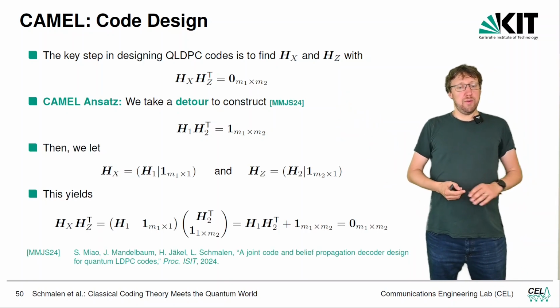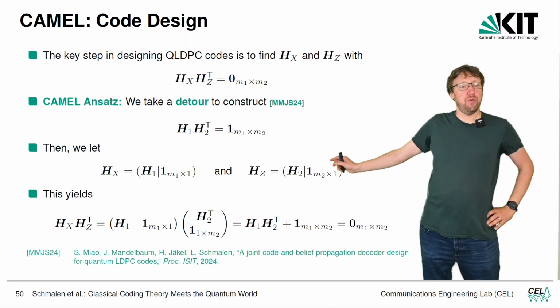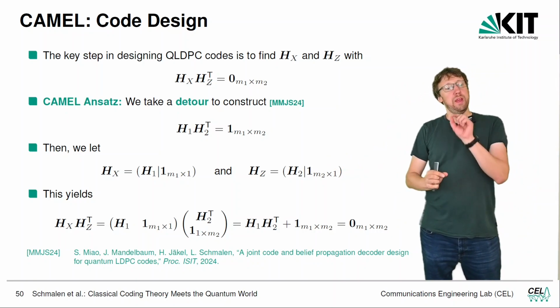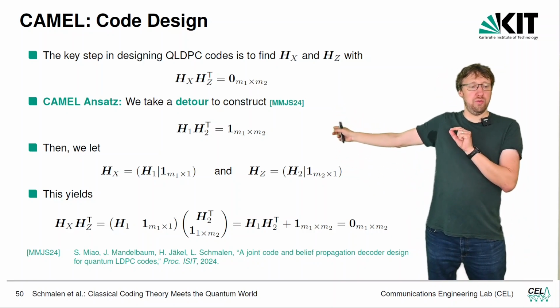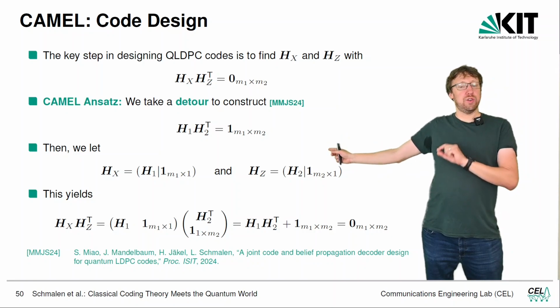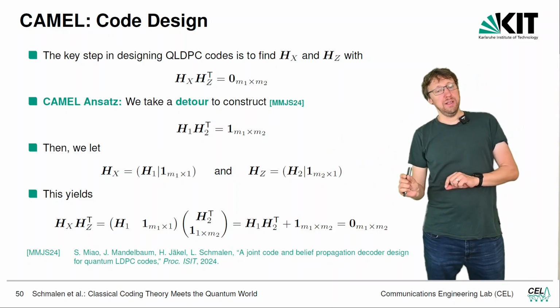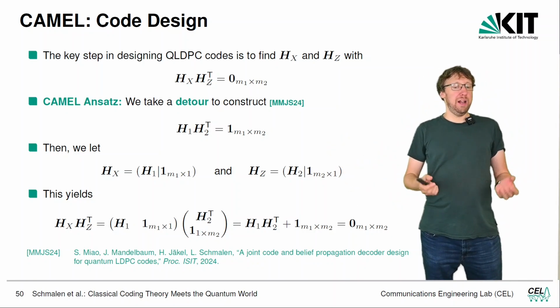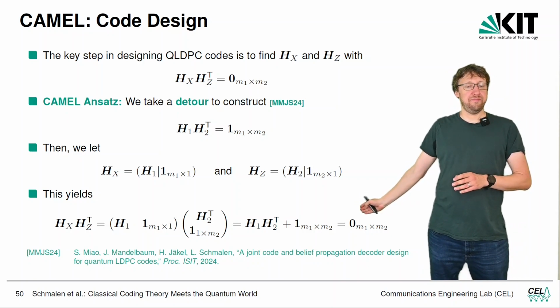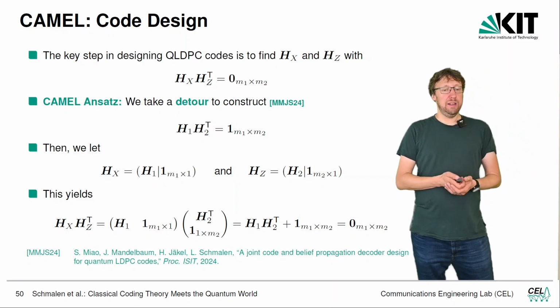But then we set hx to be h1 followed by a single column of 1s, and hz to be h2 followed by a single column of 1s. Remember, h1 and h2 fulfill the condition that h1 times h2 transpose equals 1. And then if we multiply hx by hz transpose, we get 0 as required. So this is the CAML ansatz.